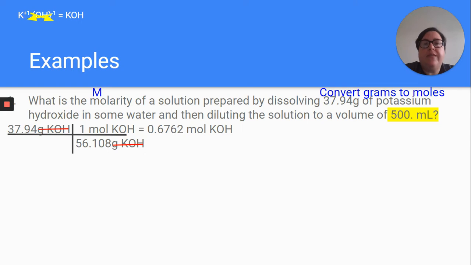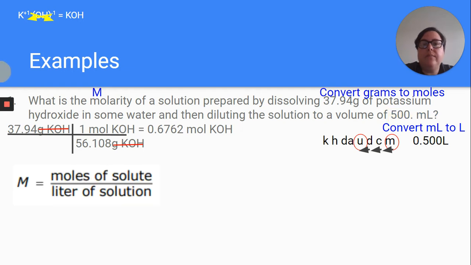Then we're given 500 milliliters. And I know that when we're given milliliters, we need to convert that to liters. So we use King Henry died unusually drinking chocolate milk. Right now we're at the M for milliliters, and we're trying to get to liters, which is the base unit. So we're going to move our decimal once, twice, 3 times to the left. So 500 becomes 0.500 liters.